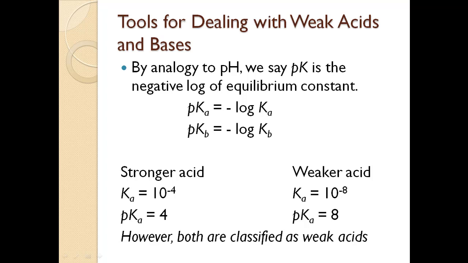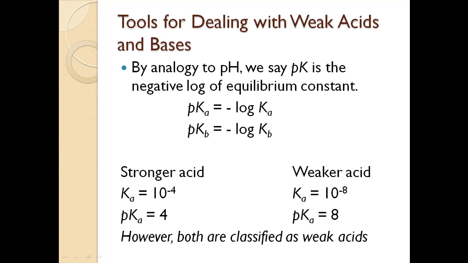pKa is going to be the negative log of your acid dissociation constant. pKb is going to be the negative log of your base hydrolysis constant. And there's nothing different here. We're just taking the negative log of it. So if you have your Ka at 10 to the negative 4, to get your pKa, you just take the negative log of that, so it would be 4. Same concept for another weaker acid. If you have the weaker acid Ka at 10 to the negative 8th, your pKa is going to be 8.